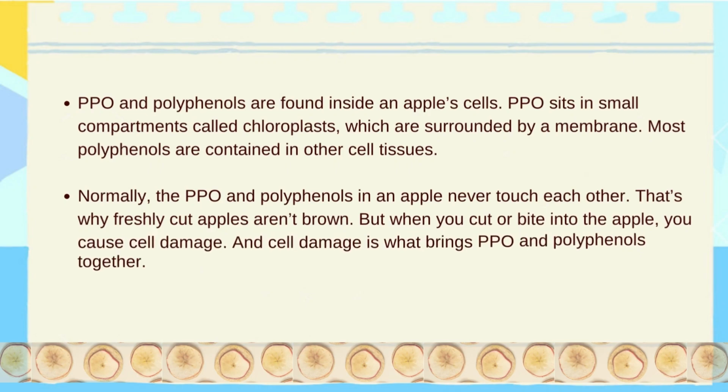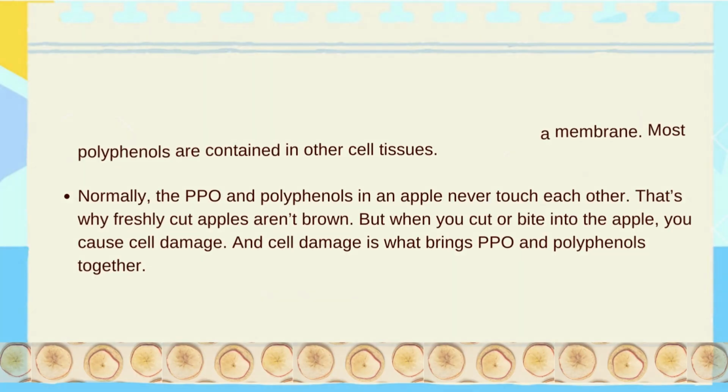PPO and polyphenol are found inside an apple's cells. PPO sits in small compartments called chloroplasts, which are surrounded by a membrane. Most polyphenol are contained in other cell tissues. Normally, the PPO and polyphenol in an apple never touch each other. That's why uncut apples aren't brown. But when you cut or bite into the apple, you cause cell damage. And cell damage is what brings PPO and polyphenol together.